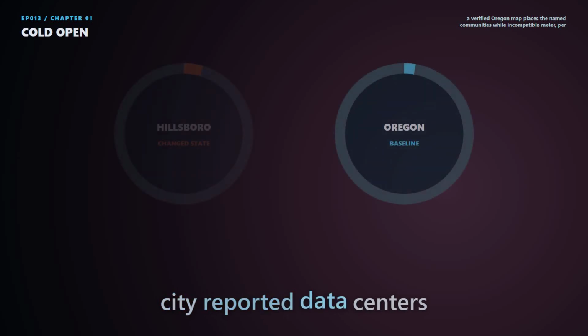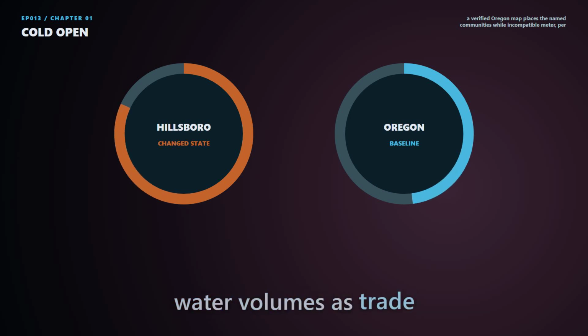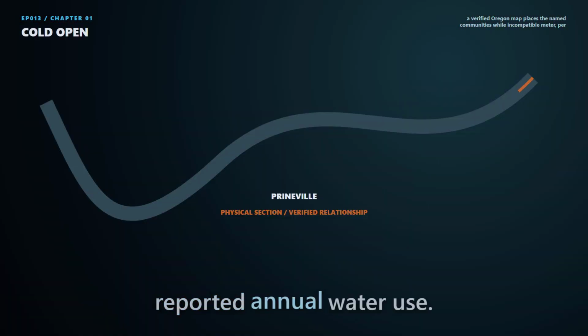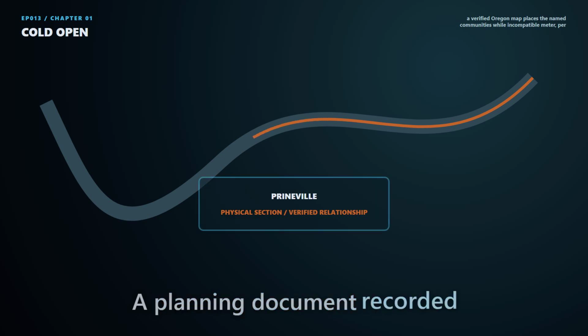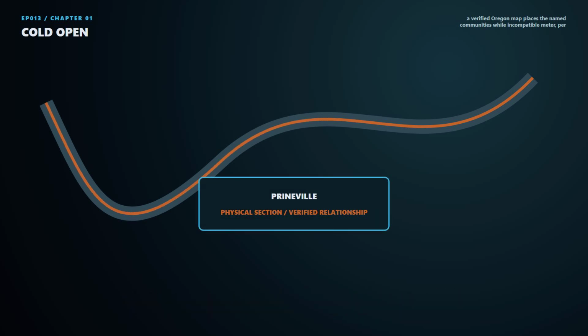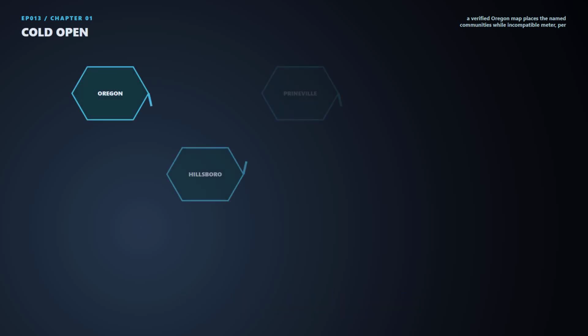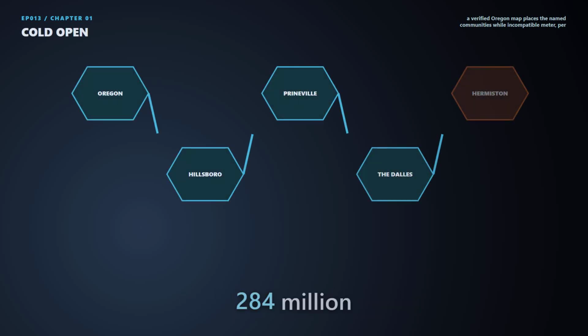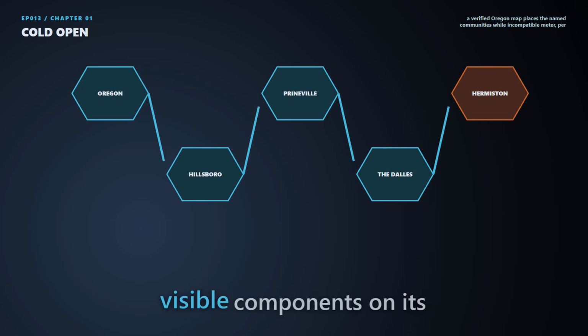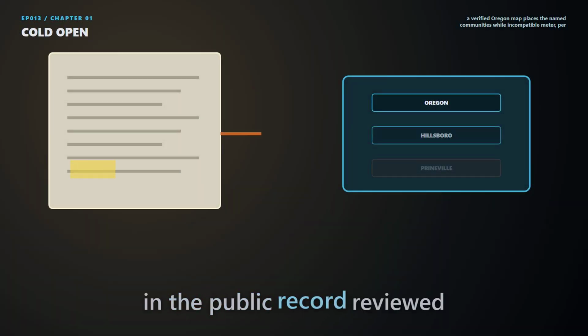One city reported data centers as a percentage of its total supply, another treated water volumes as trade secrets, one company reported annual water use, a planning document recorded reserved capacity, a different project transferred water rights and funded storage. Each figure can be accurate and still fail to answer the public question. AWS also presented a 2024 Oregon total of 284 million gallons, but the three visible components on its slide add to 243 million. The missing 41 million remains unresolved in the public record reviewed here.